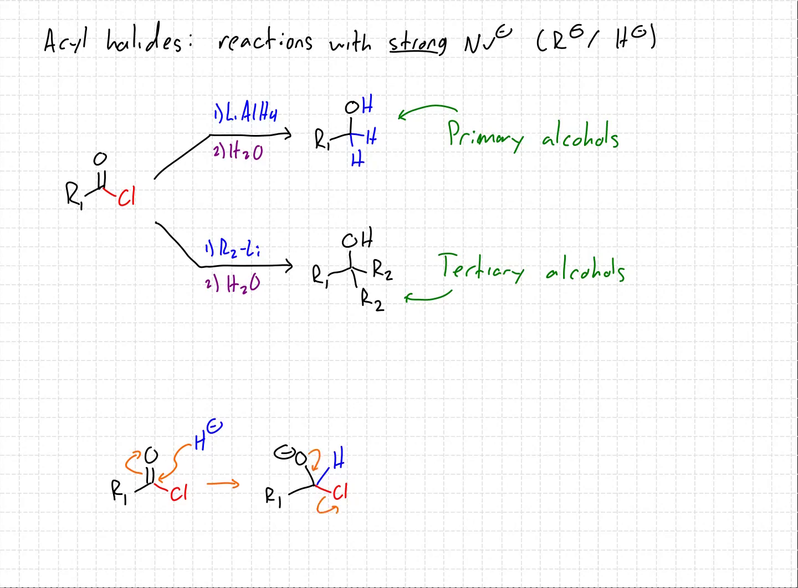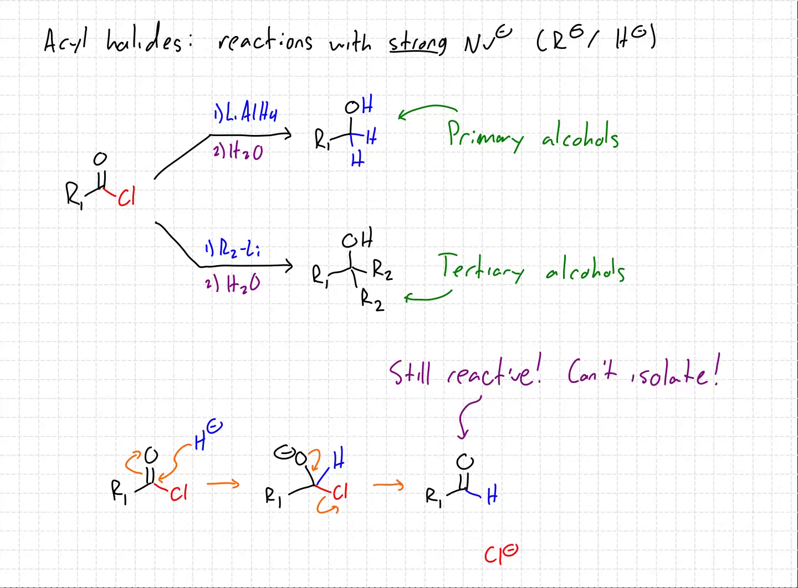This intermediate will collapse, producing a ketone if we have a carbon nucleophile, or an aldehyde if we have a hydride nucleophile. Now, since ketones and aldehydes are still reactive under these conditions, it's very, very difficult to stop this reaction at this stage. So another equivalent of our nucleophile will add, forming an alkoxide ion.